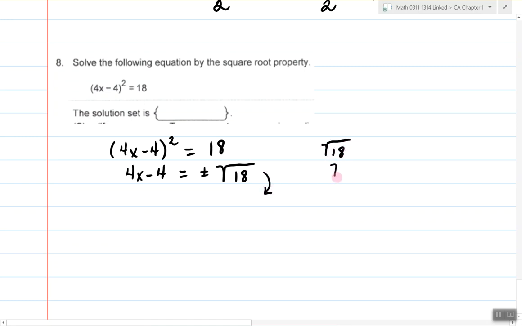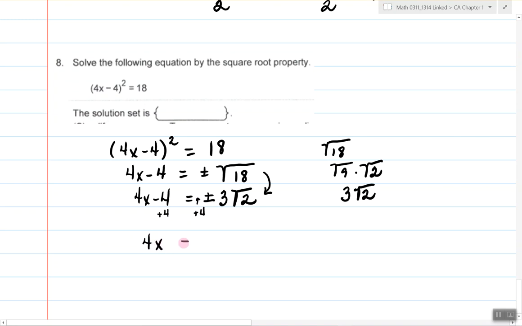The square root of 18 is the square root of 9 times the square root of 2, which is 3 times the square root of 2. So I have 4x minus 4 is equal to plus or minus 3 times the square root of 2. Add 4 to both sides. Remember, we're always putting it in front. So I have 4x is equal to 4 plus or minus 3 times the square root of 2.